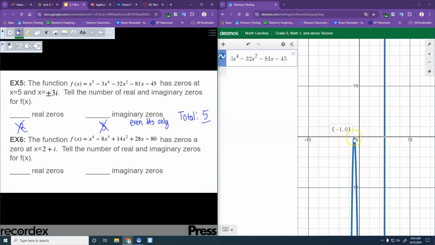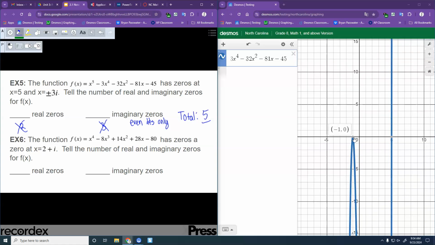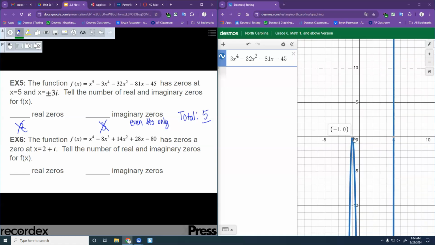What's special about this 0 right here? It bounces, right? It does not cross the x-axis, which means that it has what type of multiplicity? I heard it back here. Odd. No, not odd. Even, right? Which means it probably counts twice in this particular case, right? So, although this only looks like 1, it counts twice because it bounces. So you got 1, 2, 3 real zeros.